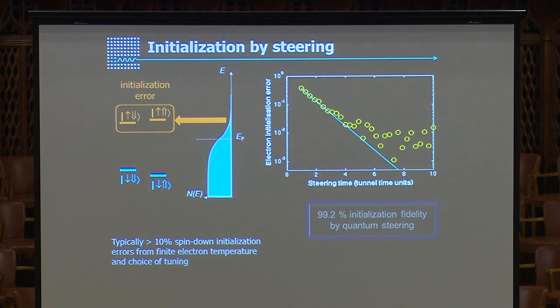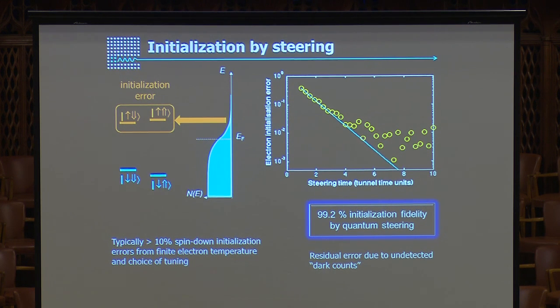So what we've done is actually quantum steering. If you post-select on the traces where there has been no blip in the current for several times the electron tunnel time, you get better than 99%. This is a 99.2% trace initialization fidelity by steering. So here we just post-select the traces.